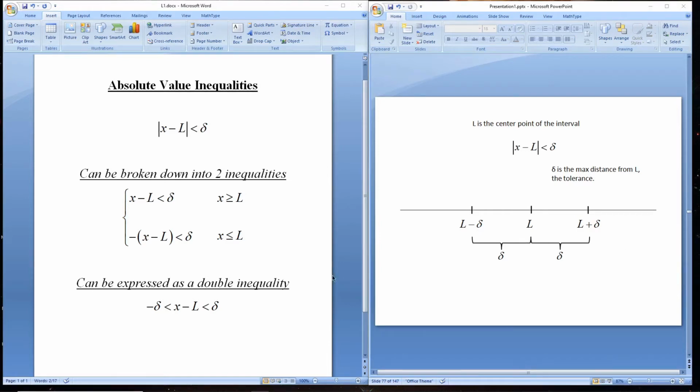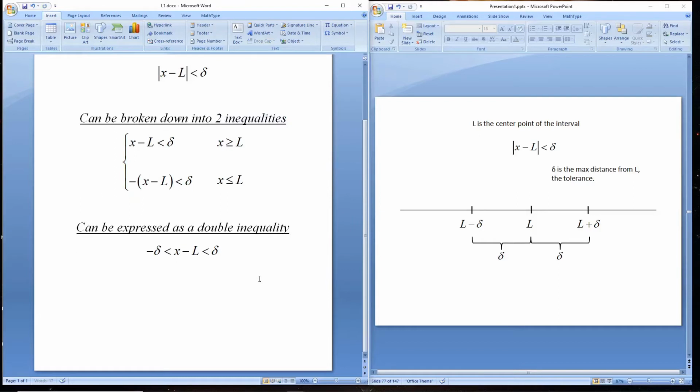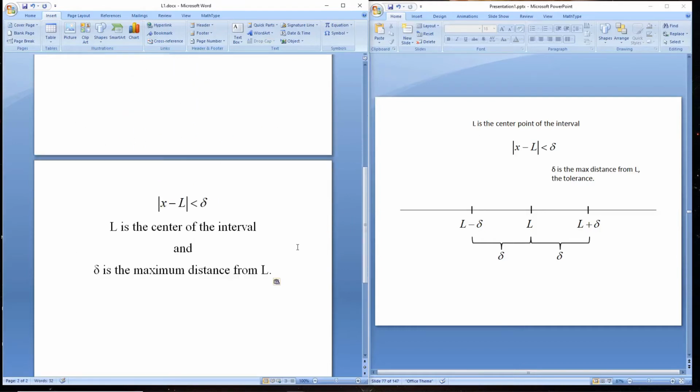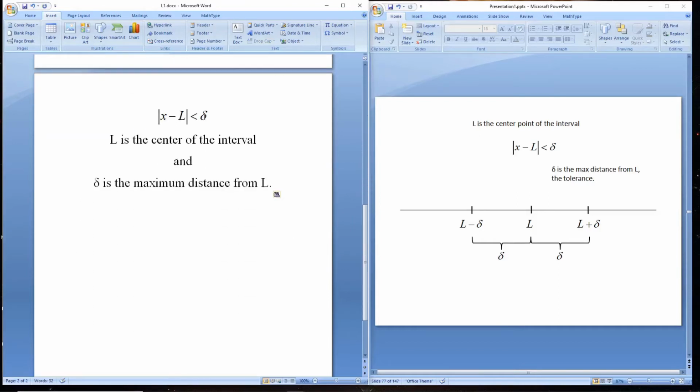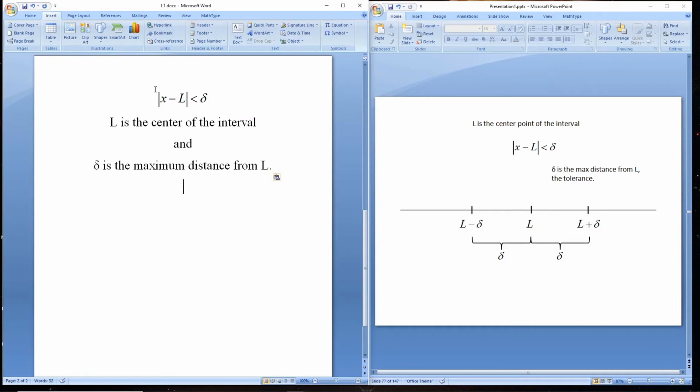And this is the third thing that I want to add to our list here, is that this expression, this absolute value inequality, what you should burn into your brain here is that L represents the center of the interval, and that delta represents the maximum distance that you can go from L, sometimes called the tolerance.